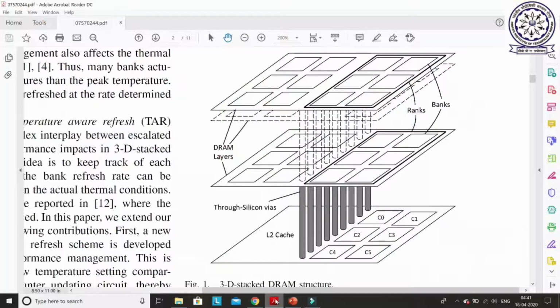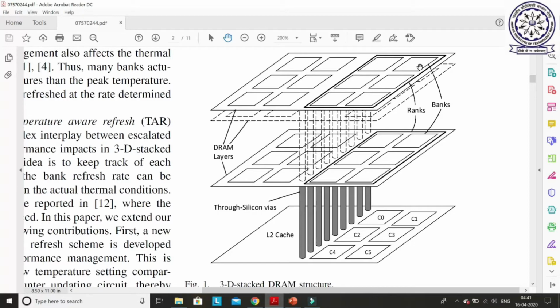If you go to this paper, the concept of rank is a little bit different. It varies sometimes from design to design. Since this is a 3D stacked DRAM, this is one rank. This is another rank. This is the third rank. This is the fourth rank. All are vertically connected with through silicon vias. And in each rank there are some banks. These are called banks. So it is almost related, and you can relate it.